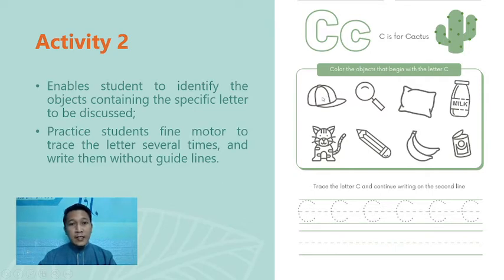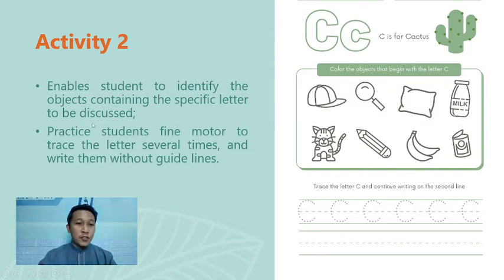The first one, hat, it's not C. Magnifier, M. Pillow, P. Milk, M. Cat, C. So the cat will be chosen as an object that begins with the letter C. Let's observe the next objects. Pencil, P. No. Banana, B. No. Can, C. Oh, C. So can begins with the letter C. So there are two objects that begin with the letter C, cat and can.